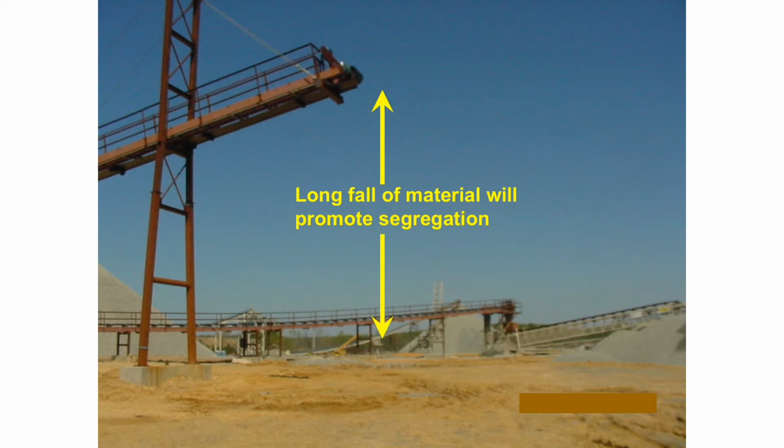Heights. This is a fixed leg stacker, so we can't adjust the height in this. But most of the conveyor systems out there and the conveyor systems in your plants will be able to adjust the height on it, and that will minimize segregation. So you want to start out close to the surface and then bring it up as the stockpile comes up.